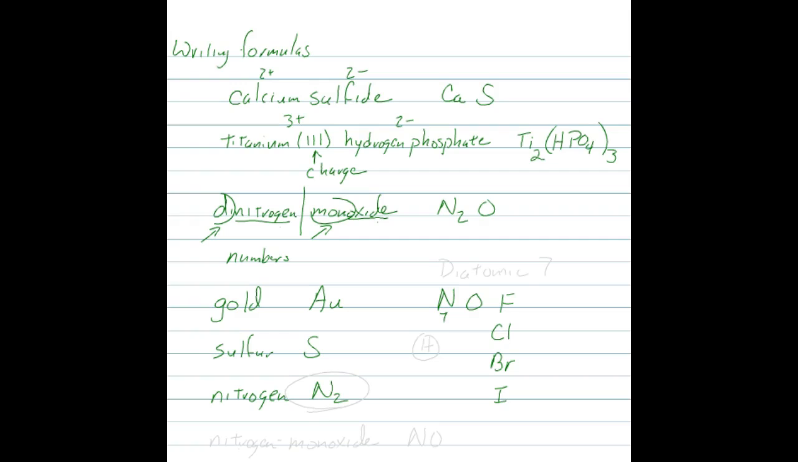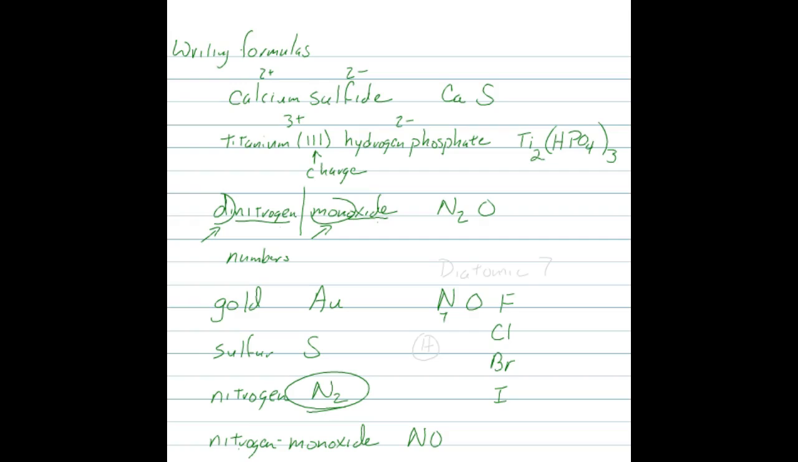If you have dinitrogen monoxide, a bad example, suppose you have nitrogen monoxide. Nitrogen is not by itself, it's combined, so you don't do the diatomic. Diatomic is if you have nitrogen and nitrogen only. If it's in a compound, you have nitrogen combined with monoxide or oxide, so that would be NO. You don't have N2O, it's just NO, because that's the way the formula is written.